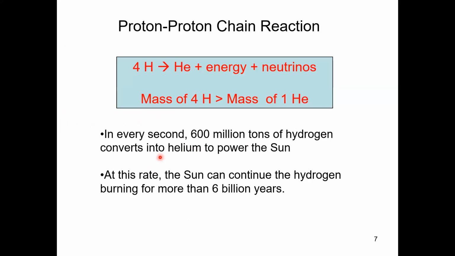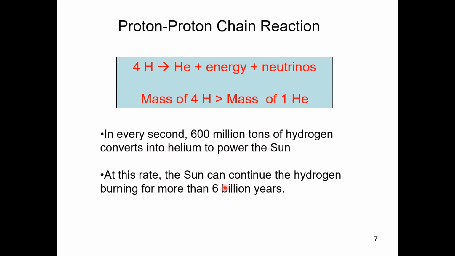Now, if you look at every second, just one second, 600 million tons of hydrogen. So that's very massive, right? 600 million tons of hydrogen converts into helium to power the sun. Enormous amount of power. So the calculation you saw, the numbers, 10 to the 26 watts. That many joules per second coming out of the sun.